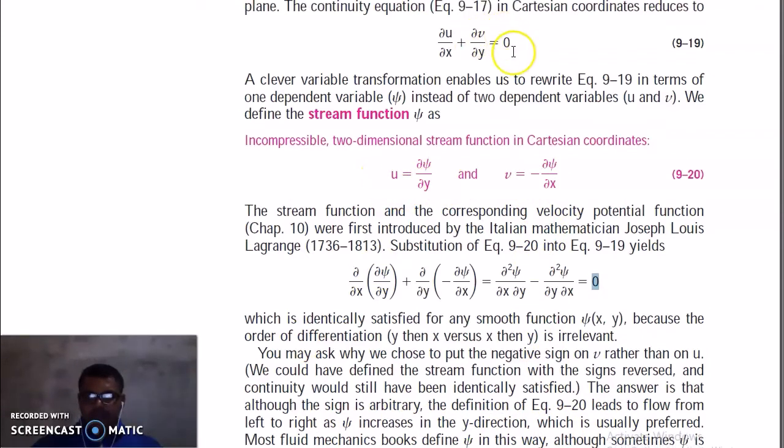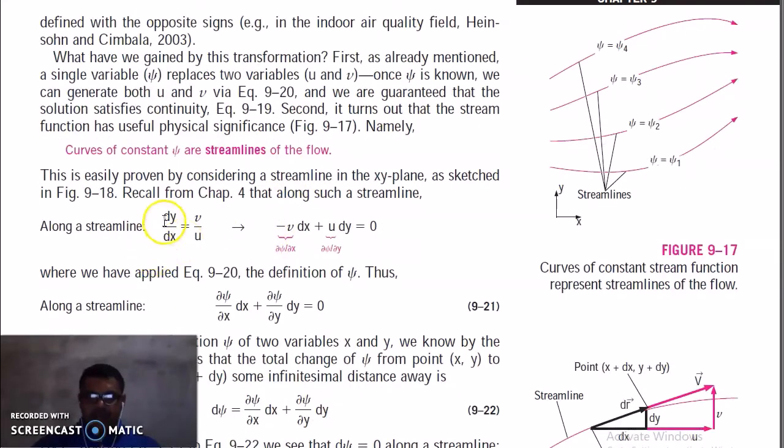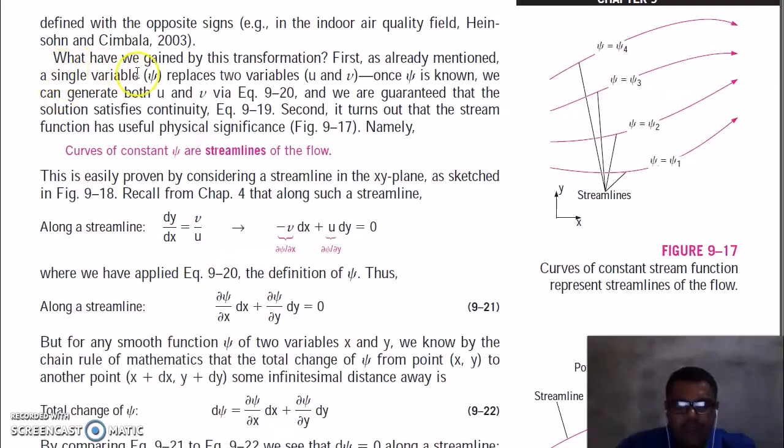Now take this equation on this side and rearrange. You will get this equation: dy by dx is equal to v upon u. What have we gained by transformation? First, as already mentioned, a single variable psi replaces two variables u and v. Once psi is known, we can generate u and v, and we are granted that the solution satisfies continuity.